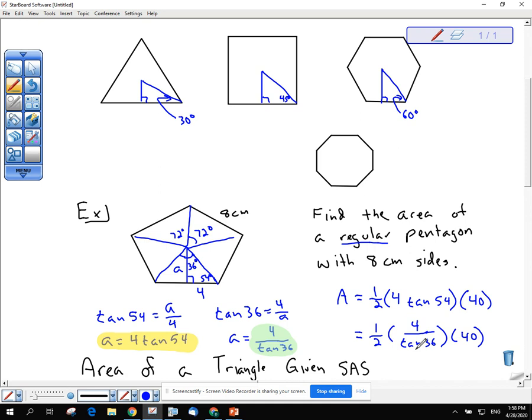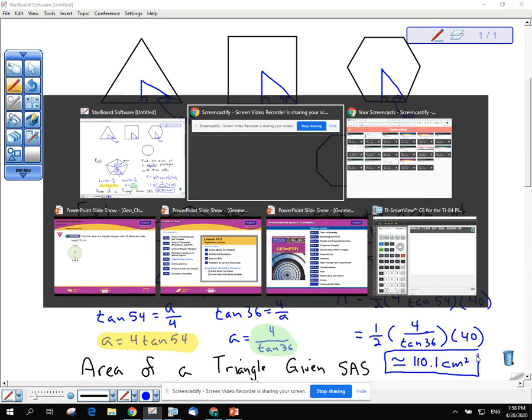All right, I'm going to take my calculator and real quick type this in. I'm just using the first one there, 1/2 times 4 tangent 54. Don't forget to close your parenthesis, times 40, and I get 110.1. If this problem had said round your answer to the nearest tenth, 110.1 centimeters squared. Okay, let's practice that a couple more times.